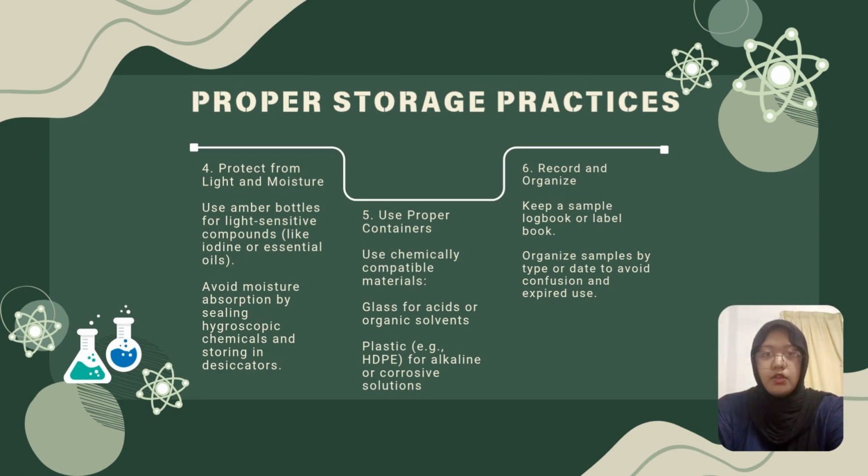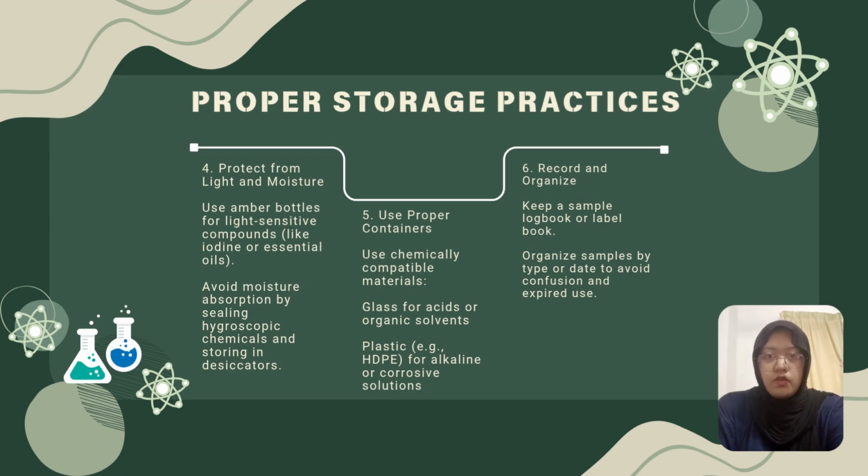Next, we also need to protect samples from light and moisture. Light-sensitive samples like essential oil or iodine should be stored in amber-colored bottles. For samples that absorb water from the air, called hygroscopic substances, we should keep them in sealed containers or in a desiccator. Also, we should always choose the right container material. For example, glass is suitable for acidic or organic samples, while plastic containers are safer for alkaline or corrosive substances.